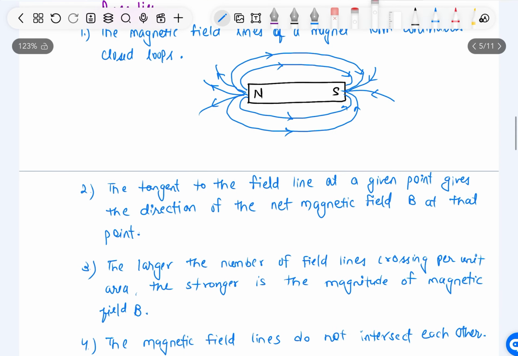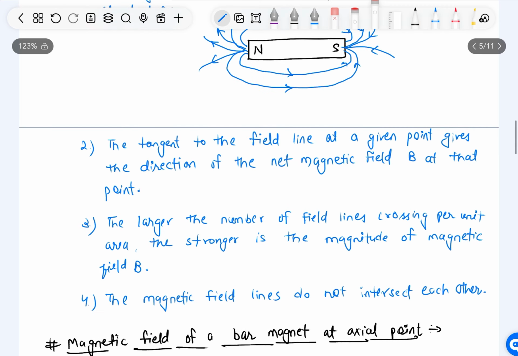Next, the tangent to the field line at a given point gives the direction of the net magnetic field at that point. I already said that if I draw a tangent at this point, it will show the direction of the magnetic field at that point.